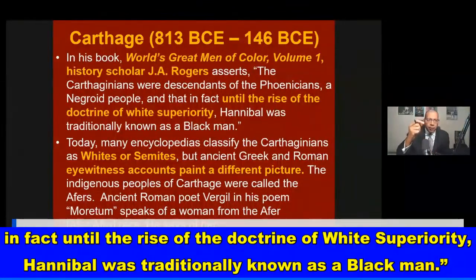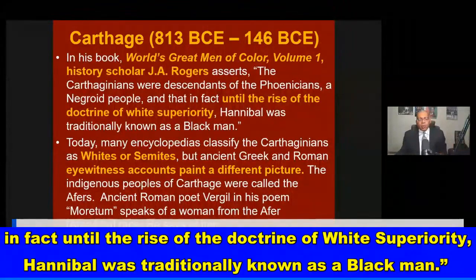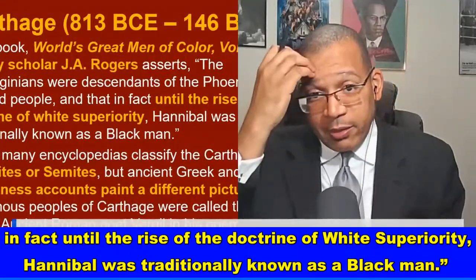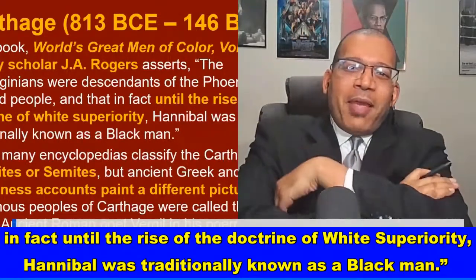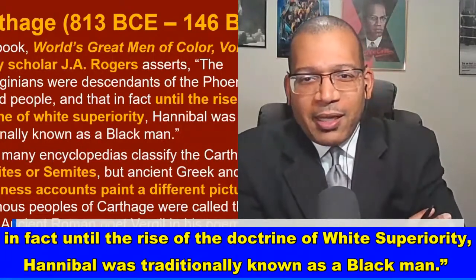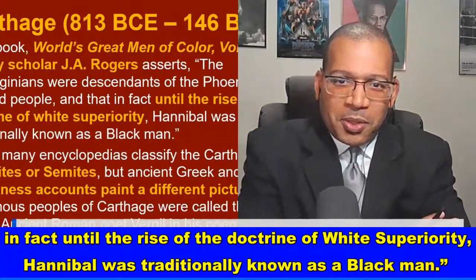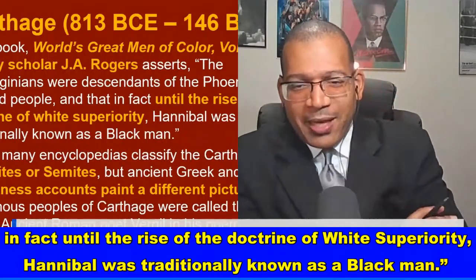Okay, so J.A. Rogers in World's Great Men of Color, Volume 1, said that the Carthaginians were descendants of the Phoenicians, a Negroid people, and that, in fact, until the rise of the doctrine of white superiority, Hannibal Barca was traditionally known as a Black man. Now, some people may be confused. They may be thinking about Hannibal on the A-Team with B.A. Baracus and the Face Man and Murdoch or something like that. They may be thinking of George Peppard as Hannibal, or they may be thinking of Hannibal Lecter or something. No, but no, Hannibal Barca was Black African. He was not a European.